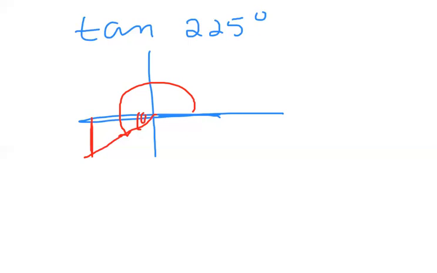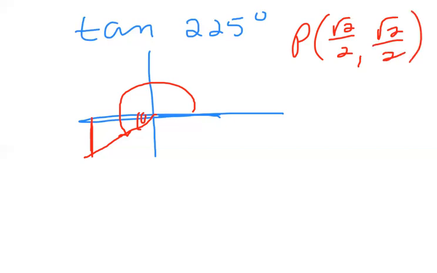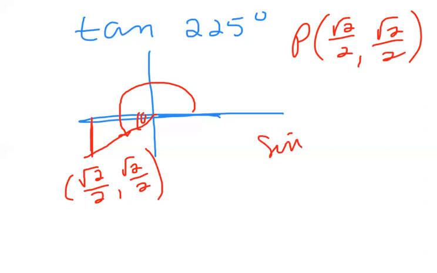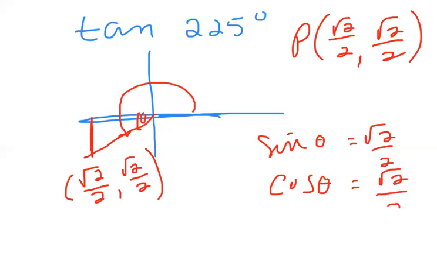In the 1st quadrant, 45 degrees had a coordinate point of radical 2 over 2, comma, radical 2 over 2. So we're going to use the same information here. Remember, sine is the y value and cosine is the x value. Because you are in the 3rd quadrant, both x and y are negative. So you're going to have a negative radical 2 over 2 for sine of theta and negative radical 2 over 2 for cosine of theta.